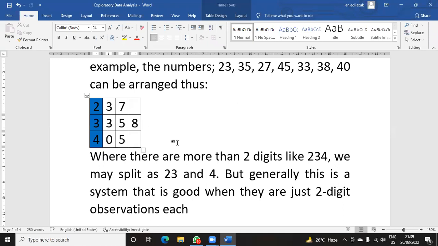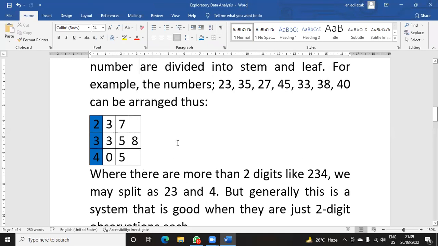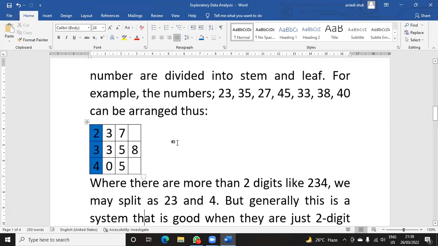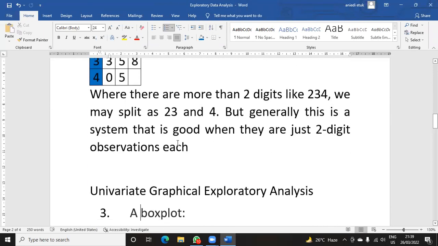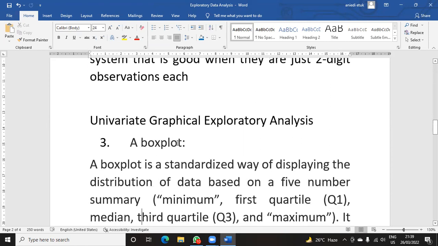So that is for the stem and leaf plots. It works like an abacus, arranging data, a large number of integers. Just arrange them very easily. Very easy.